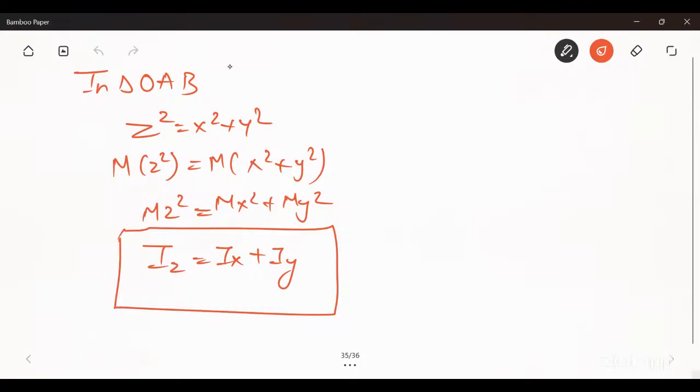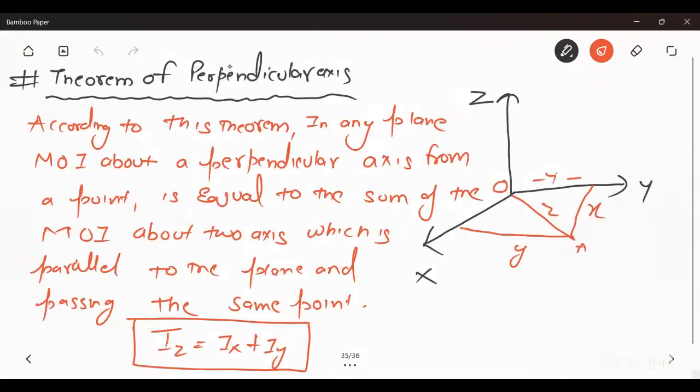That means if an axis is perpendicular to a plane in which the other two axes are perpendicular to each other, then the moment of inertia of that axis is equal to the sum of the moments of inertia of those two axes which are perpendicular to it. Okay, now the next theorem is the theorem of parallel axis.